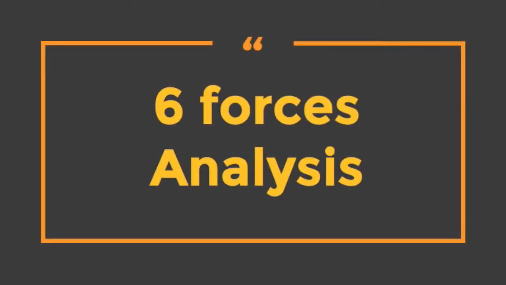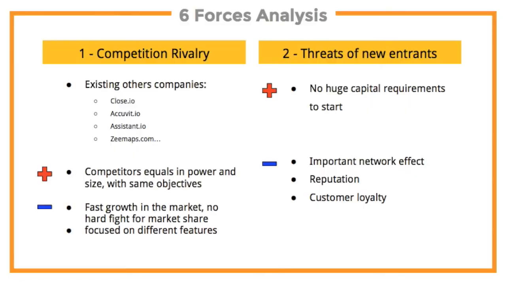Okay, now we are going to see the six-force analysis model in order to identify the structural underlying drivers of profitability and competition. First we can start with the competitive rivalry. We have seen before that there are existing companies in this business, so Close.io, Accurate.io, and CMaps also. I've put a red cross for arguments which will increase the force, and a blue minus for arguments which will decrease this force.